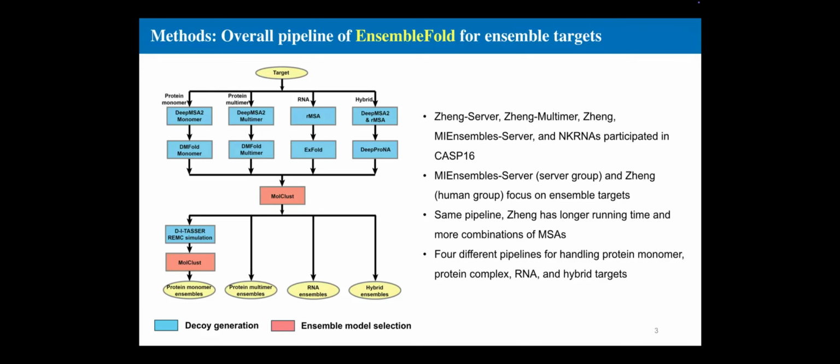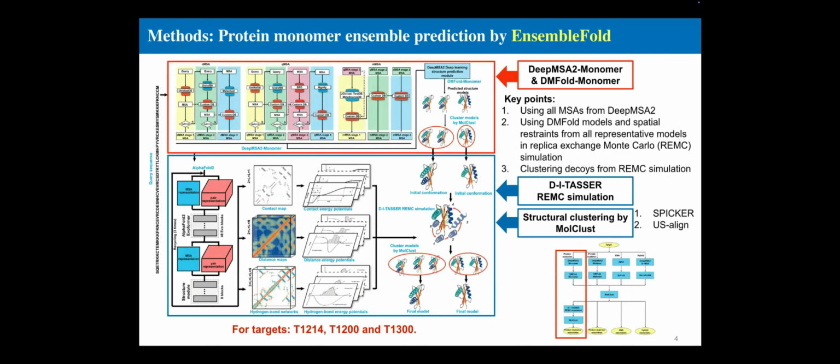This figure shows the overall pipeline used by the Zheng group and MI ensemble servers. It contains 4 individual sub-pipelines for modeling protein monomer, RNA, and hybrid targets. So in this talk, we will mainly focus on the protein-related target modeling pipelines. This slide shows the modeling methods in EnsembleFold for modeling protein monomers.